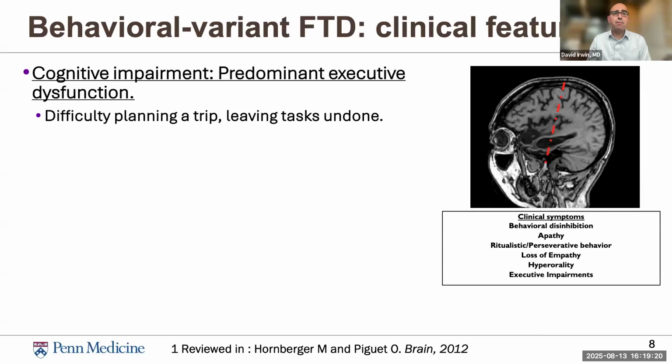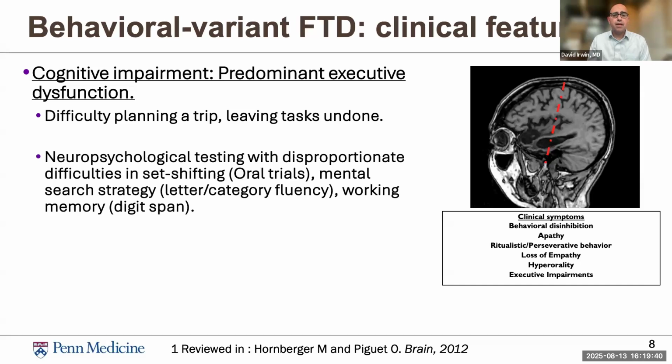In terms of the cognitive impairment, the profile of the types of cognitive impairment we see with FTD tends to be an executive dysfunction or frontal lobe signs. Symptomatically, this could be reported to you as a clinician as difficulty in planning a trip, leaving tasks undone, having difficulty planning and organizing aspects of daily living. In terms of neuropsychological testing, the typical profile is a disproportionate difficulty in tasks that include set shifting, mental search strategy and flexibility, and working memory, with examples listed here.